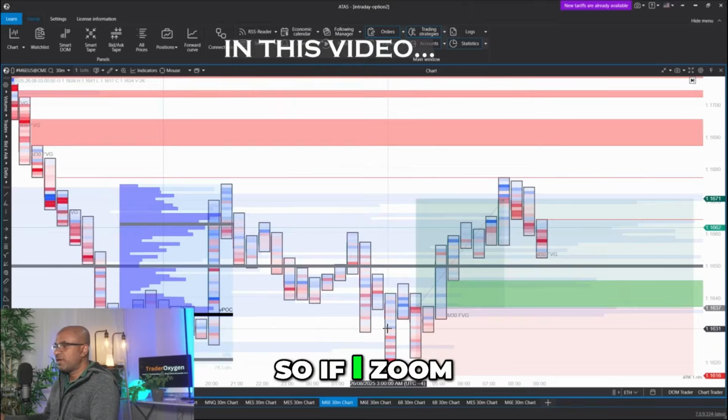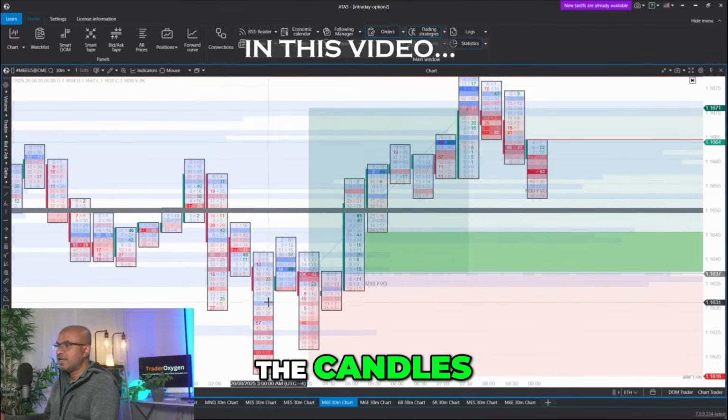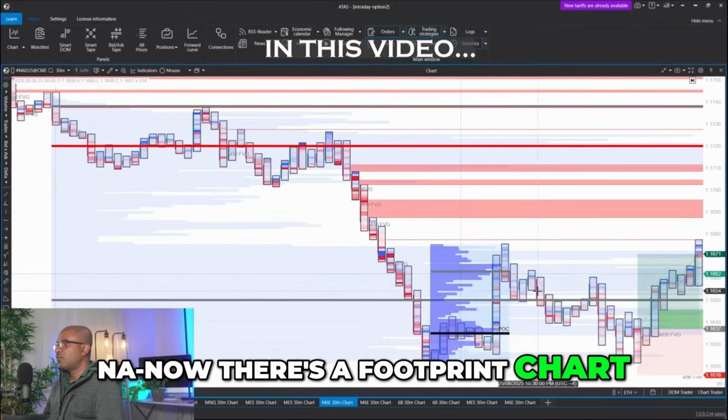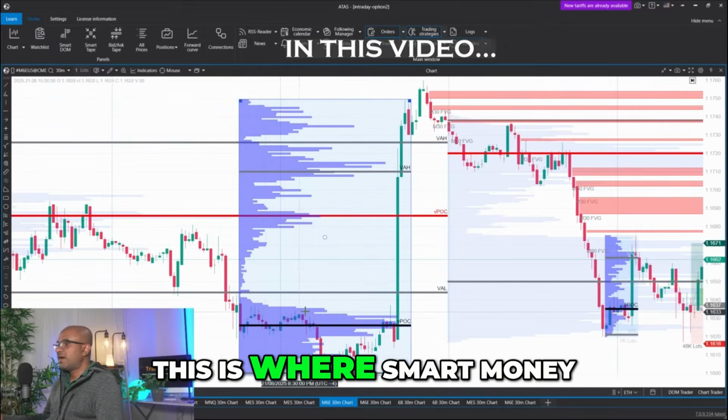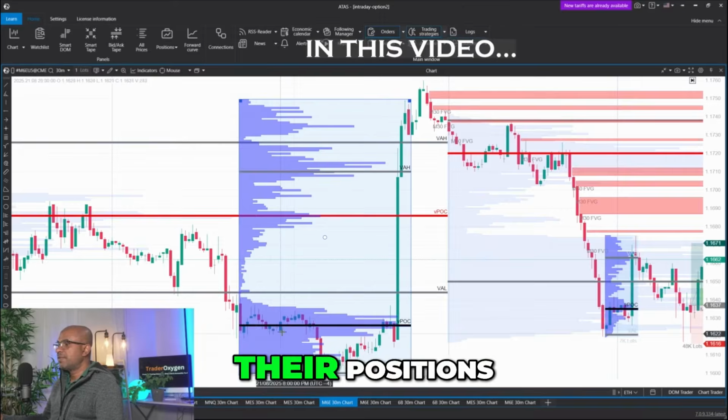Footprint chart. So if I zoom the candles, now this is a footprint chart. If I zoom down, this is where smart money, big banks build up their positions.